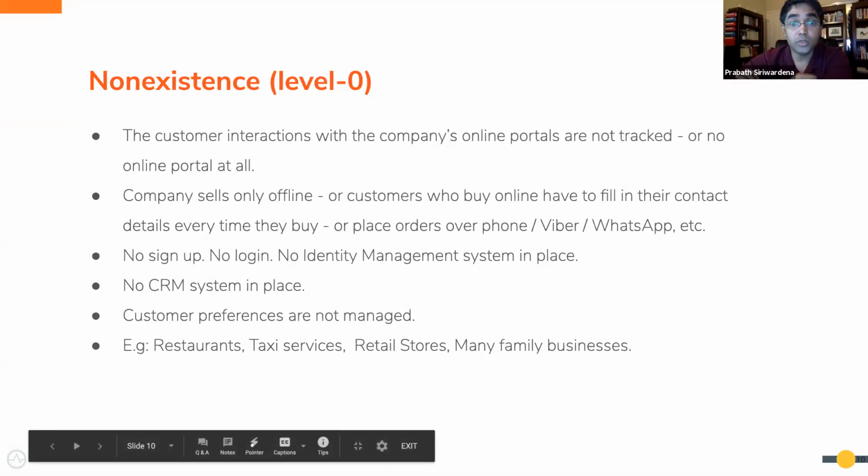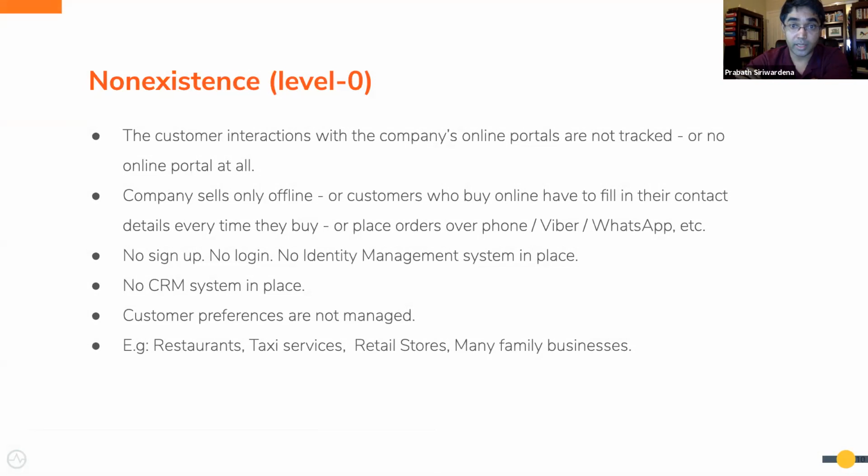Most businesses do start with level 0, or non-existence. At this level, you don't worry about tracking any customer interactions. Probably you don't have an online portal, and probably you don't do any sales online. In case you have an online portal, you may use it only to share your product and contact information and would not expect any dynamic customer interactions.